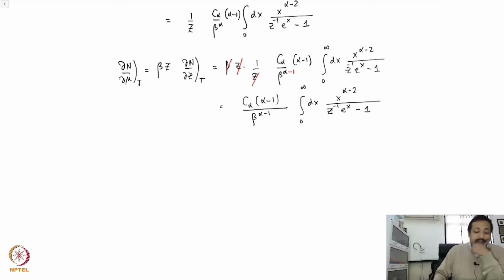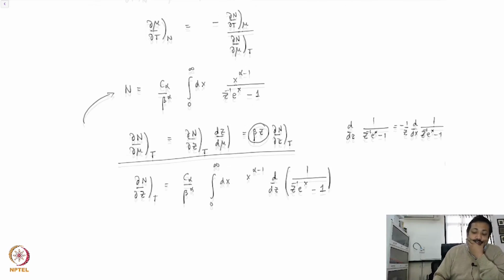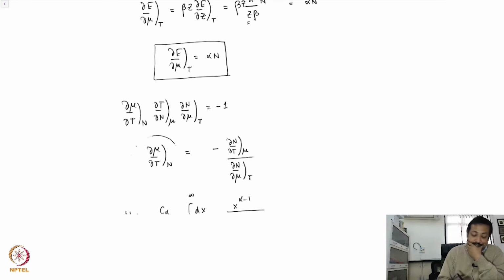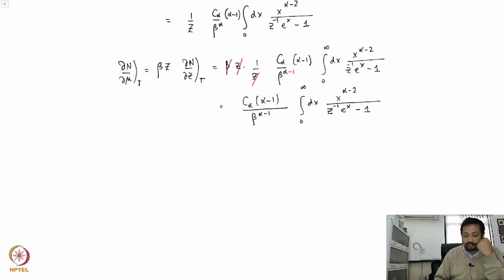Now I have to evaluate this derivative. If you recall, we originally started off with this derivative, and this is the derivative that I have to evaluate at Tc. So which means I can replace z equal to 1 since I am evaluating this very close to Tc. So that this becomes ∂n/∂μ at T equal to Tc is C_α (α-1).